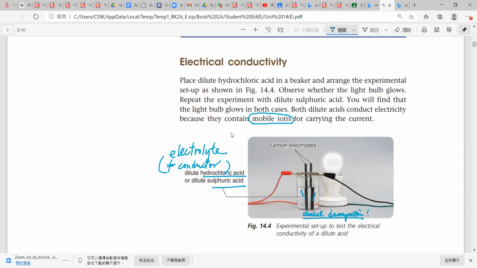So what mobile ions are there? Now you may guess. For example, HCl. What mobile ions are found here? You have hydrogen ions and chloride ions. How about sulfuric acid? What we find is hydrogen ions, sulfate ions, and partly hydrogen sulfate ions. Okay, mainly at first, mainly.